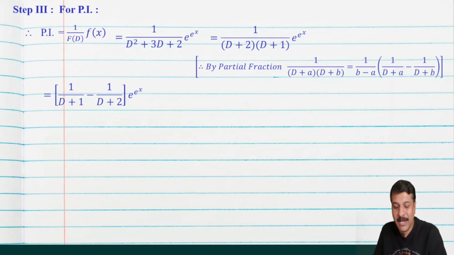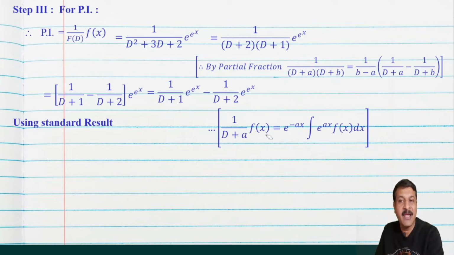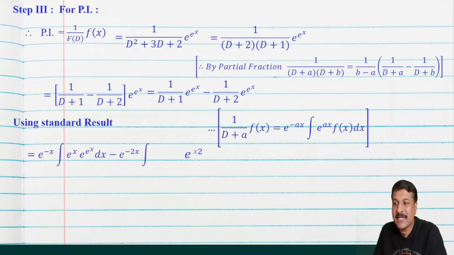Separate it. So what I am getting? 1 upon D plus 1 operate on e raised to x minus 1 upon D plus 2 also operate on e raised to x. Again using the same formula: 1 upon D plus a operating on f of x, same sign inside, opposite sign outside. So if we operate for both, I am getting e raised to minus x integration e raised to x dx, minus, for the second, same sign means e raised to 2x inside, e raised to minus 2x outside. So I am getting this one.